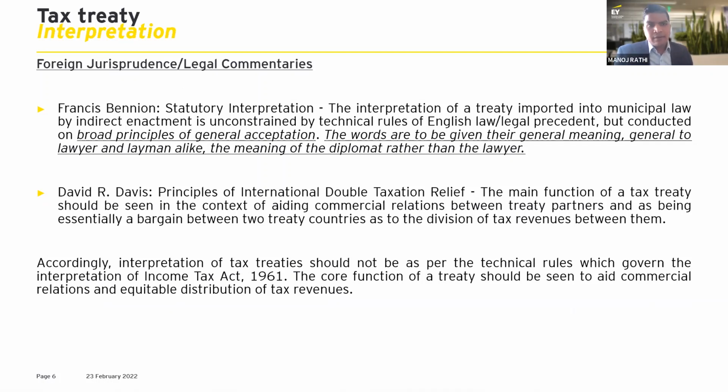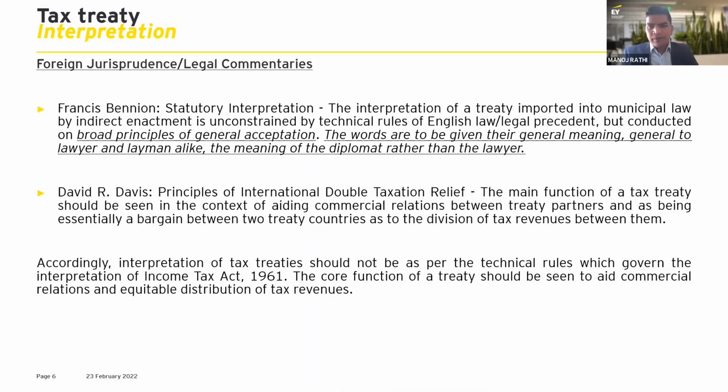This one really captures some of the quotes from foreign jurisprudence and legal commentaries on how a treaty should not be treated as per technical rules, something that we've discussed already. And the core function of a treaty should be seen to aid commercial relations and the equitable distribution of tax revenues.